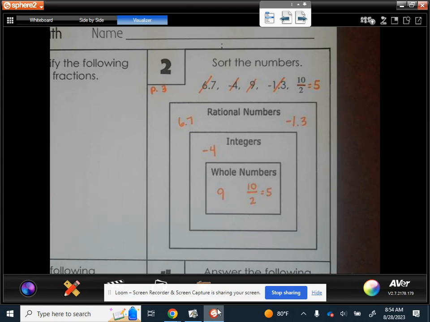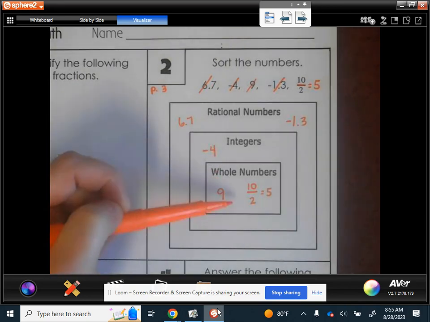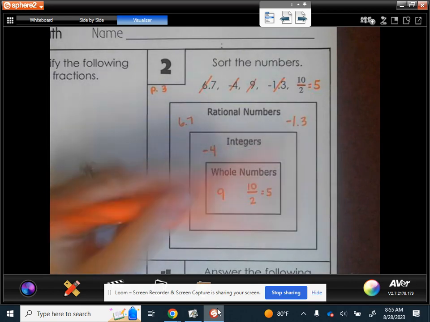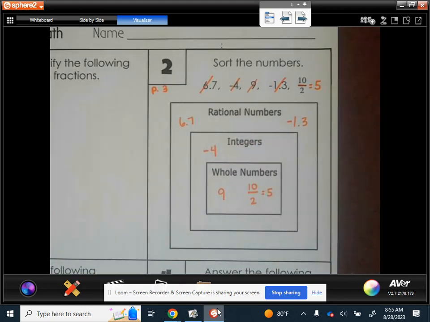But if it comes out to a whole number or an integer with no fractional part left over, then you need to put it in one of those sections. Okay, so we have the whole numbers, but remember they are also integers, they are also rational numbers. So all of these are rational. That's why they're all in that rational box. Okay, let's go on to question number 3.